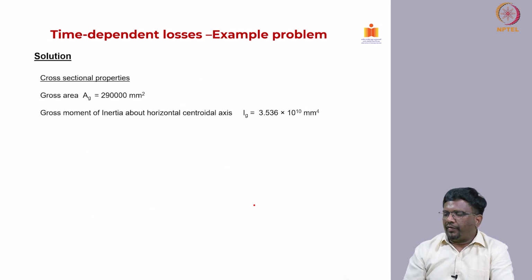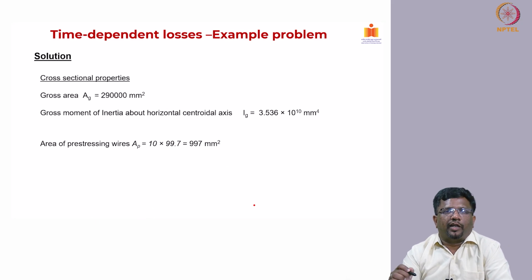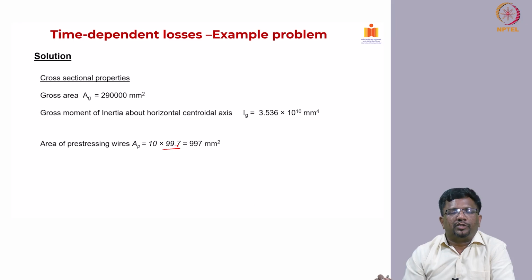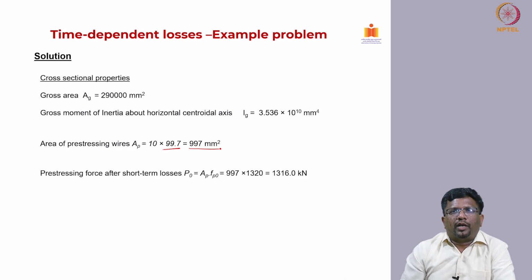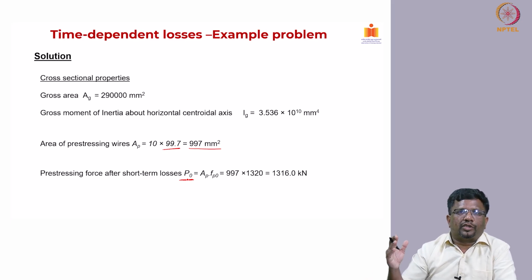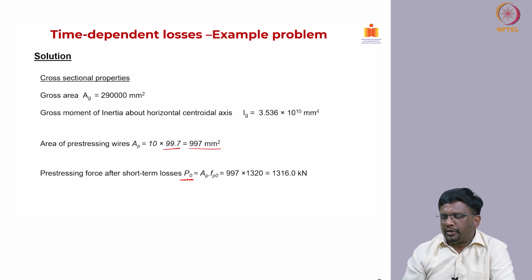Okay, and we got these numbers, and area of pre-stressing steel is given as 10 numbers of half-inch strand. You know, half-inch strand, each one of them is about 99.7 millimeter square. So the total area of pre-stressing steel is 997, and pre-stressing force after short-term loss, P0. That's why here we are writing that as P0. So P0 means the force after the short-term loss, which is AP into FP0, 997 multiplied by 1320.